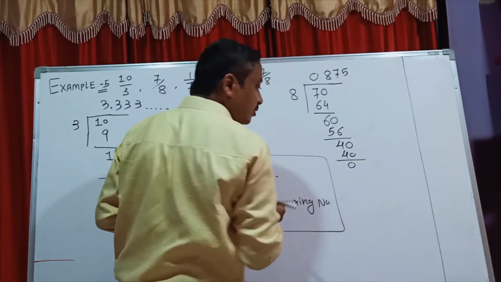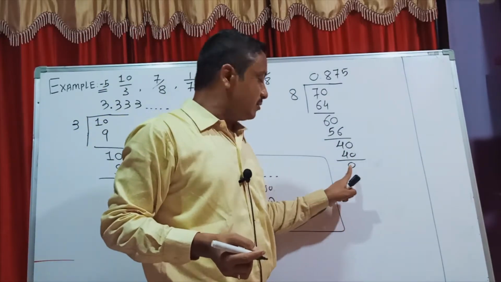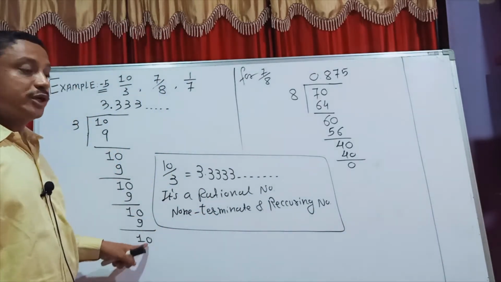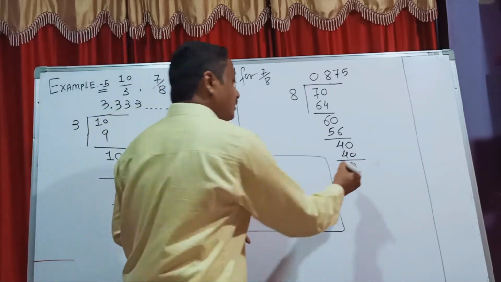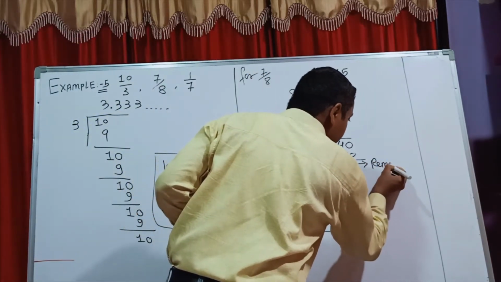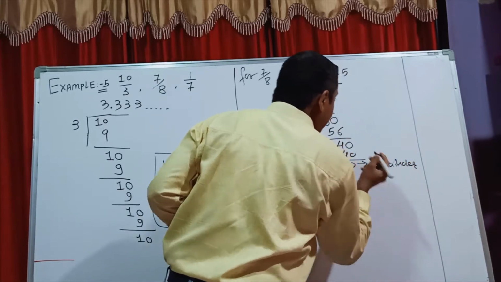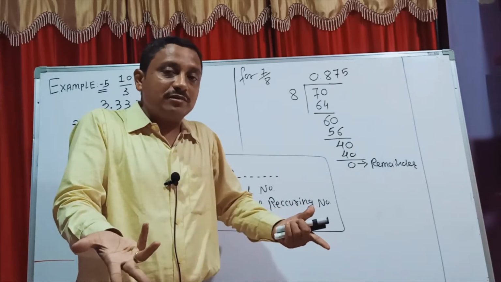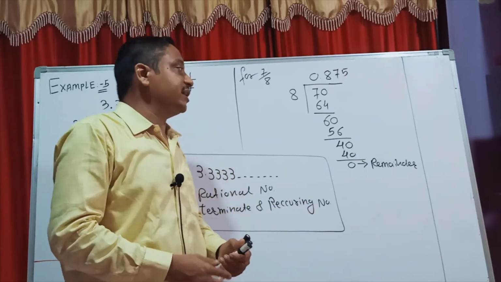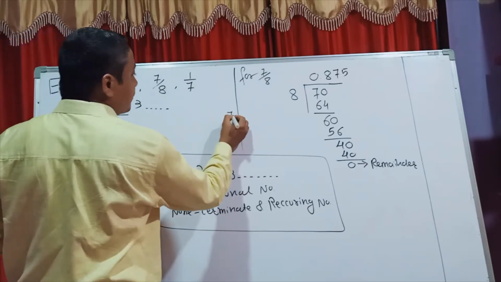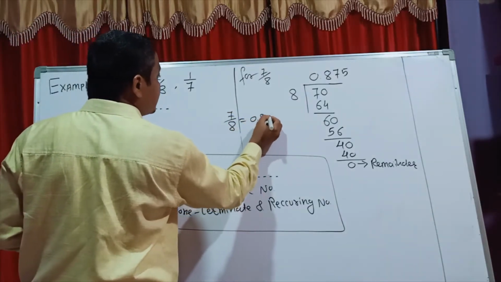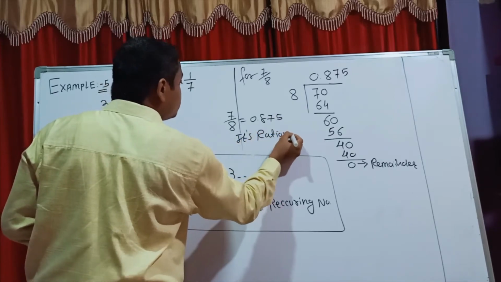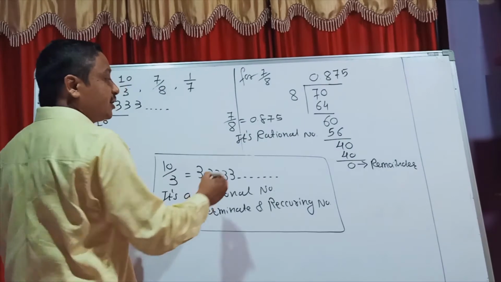Here the remainder is 0. Students, whenever you get remainder 0, the number is terminating. If the remainder is not 0, it is non-terminating. But here the remainder is 0, which means my answer is a terminating number. And a terminating number is also a decimal number, and a decimal number is a rational number. So 7 by 8 is 0.875. It is a rational number and it is a terminating number.